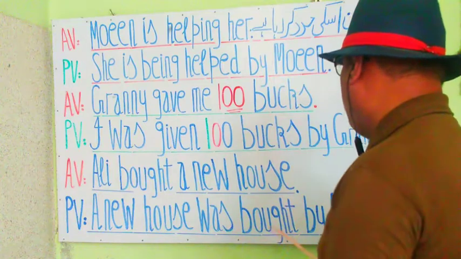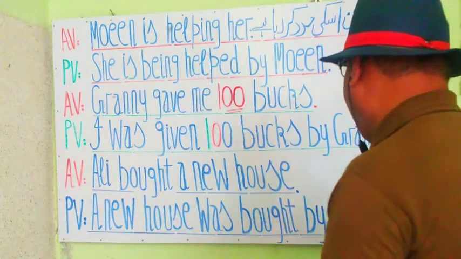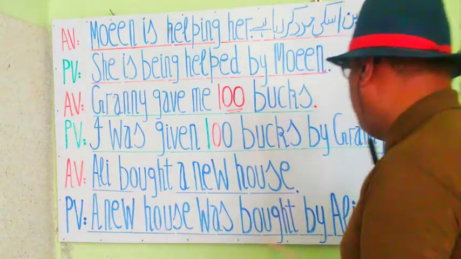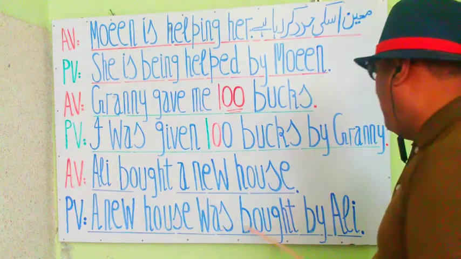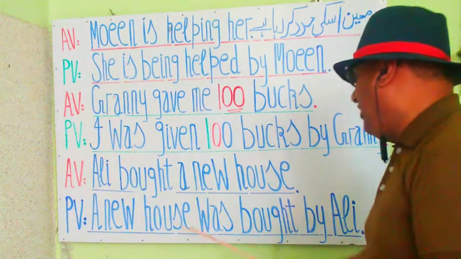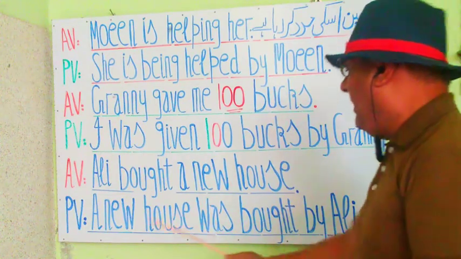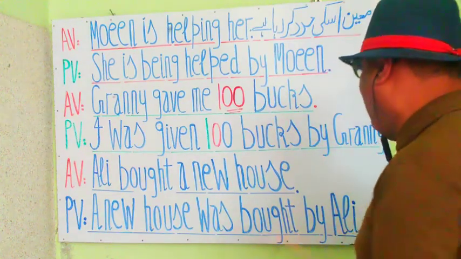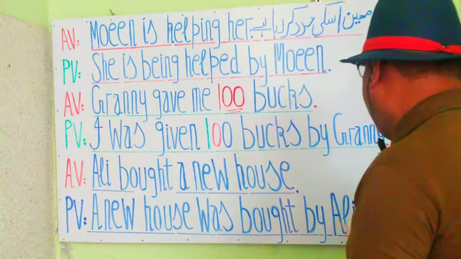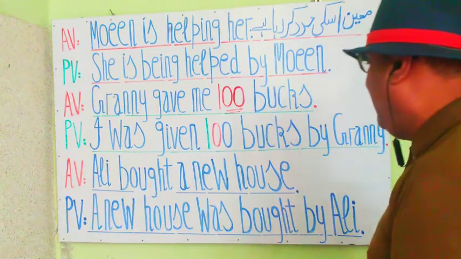A new house was bought by Ellie. By Ellie. A new house was bought by Ellie. एक नया घर अली से खरीदा गया.